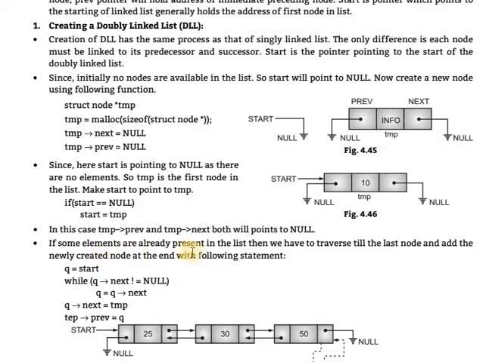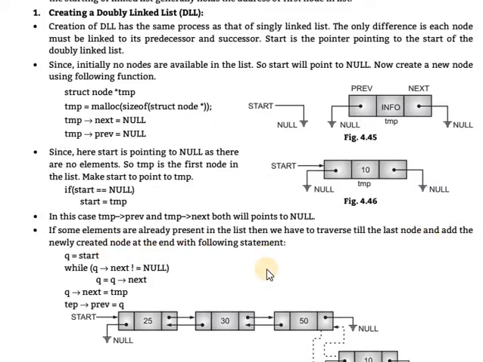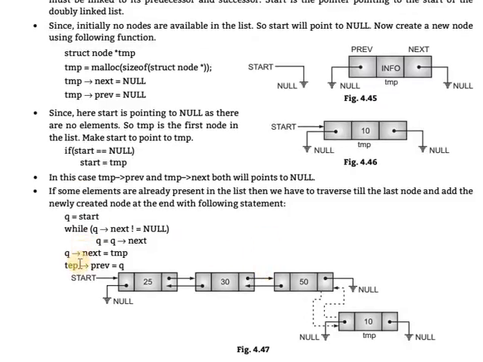If some elements are already present in the list, then we have to traverse to the last node and add the newly created node at the end with the following statements. What do the statements mean? Here is the logic, the algorithm. First, a pointer q is taken. Start is assigned to q. Up to the point where q next is not equal to null, it travels one by one through the nodes in the list until the last node is found.